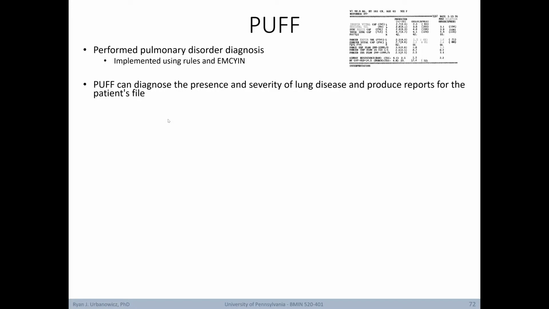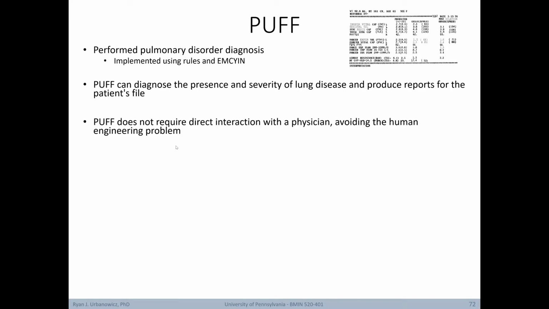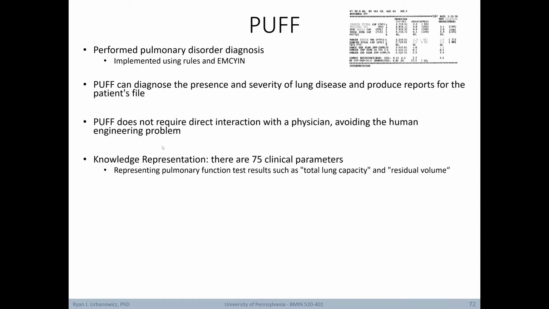PUF can diagnose the presence and severity of lung disease and produce reports for the patient's file automatically. PUF does not require direct interaction with a physician, thus avoiding the human engineering problem. When it comes to PUF knowledge representation, it includes 75 clinical parameters, and these represent pulmonary function tests such as total lung capacity and residual volume.